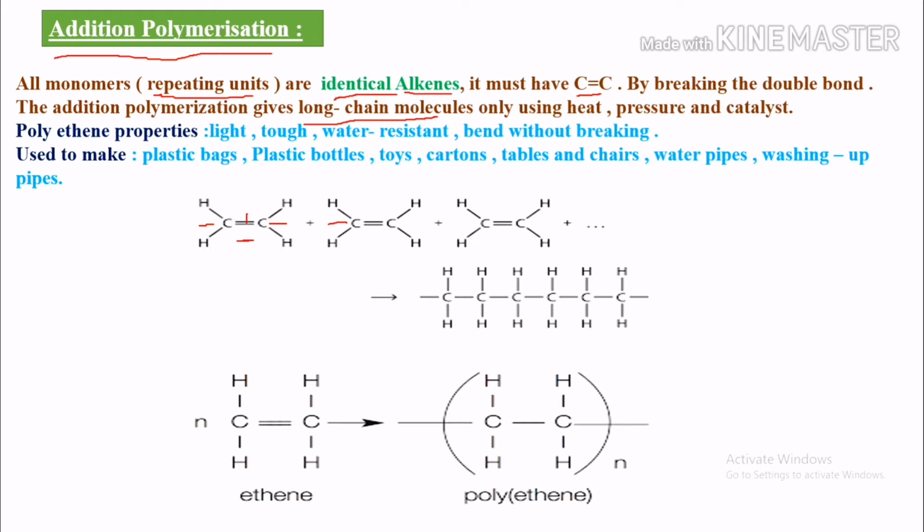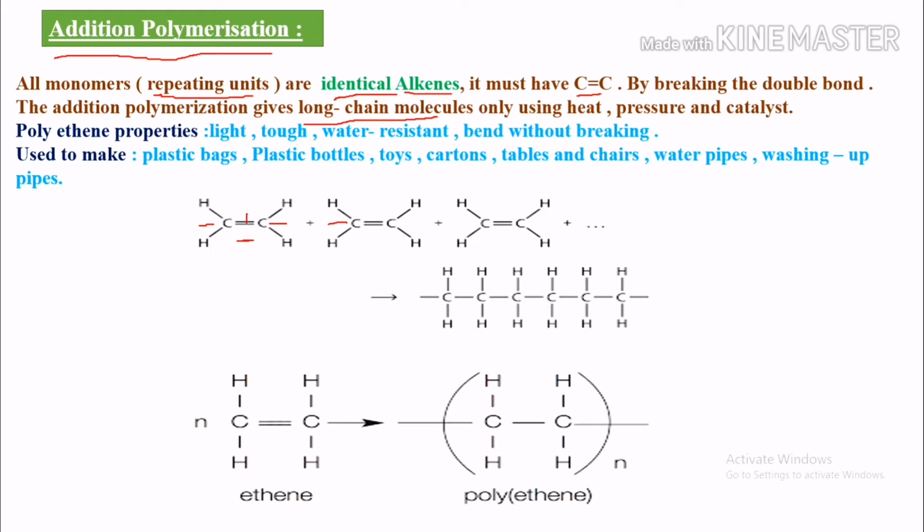Polyethylene is one of the most important polymers in our daily life. We have two types of polyethylene. We have low density polyethylene, LDPE, and high density polyethylene, HDPE. They are two different types of ethene related to the number of monomers used in making our new polymer.